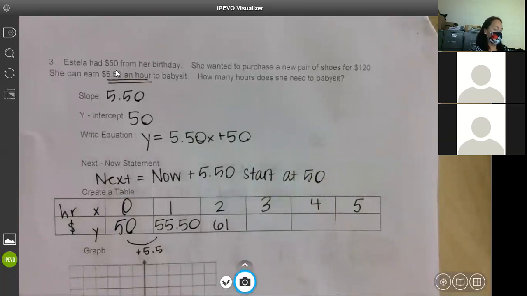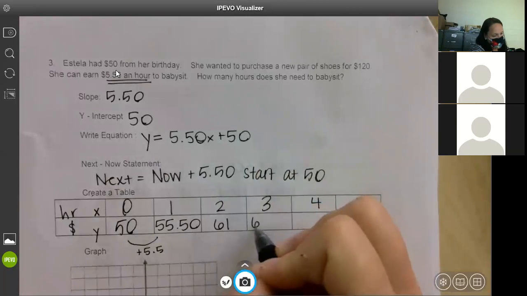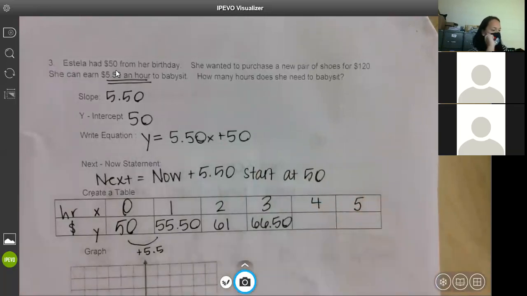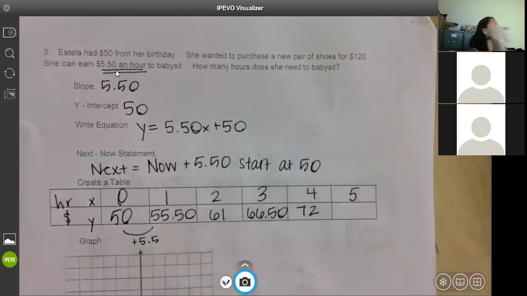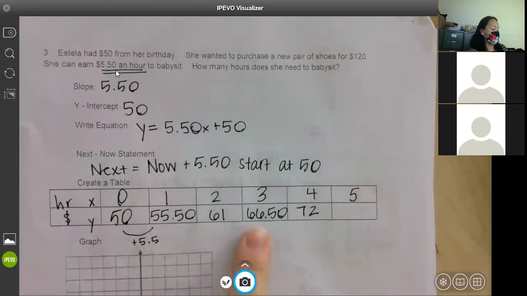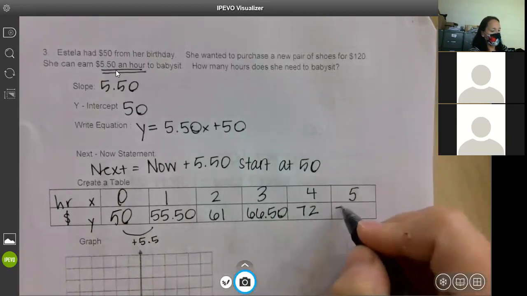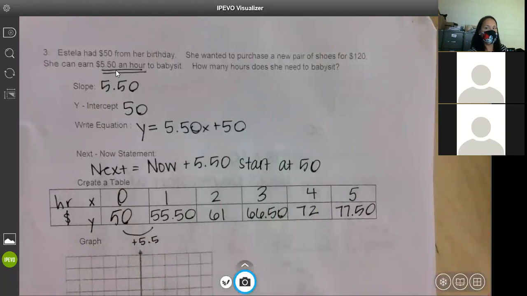What about the third hour? 66.50. The next hour? 72. Don't forget your 50 cents. So 66 plus 5 is 71. And then the 2.50 cents bumps it up to 72. And then the last one, which is easy. 77.50. Perfect. Does she have enough for a pair of shoes yet? No, she's gonna have to keep working, right?